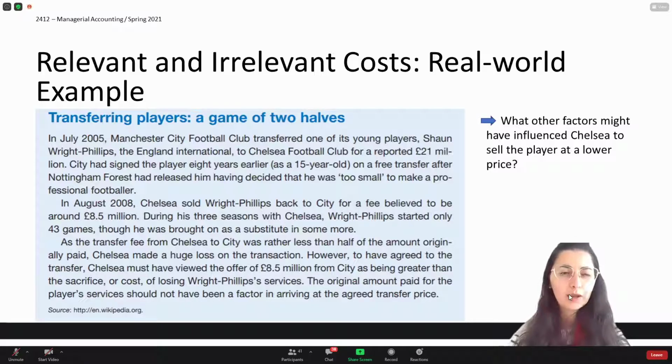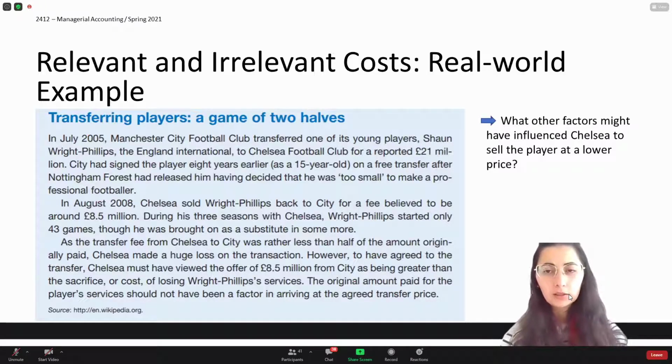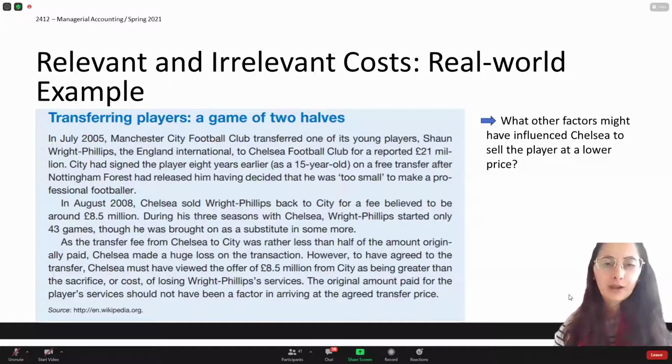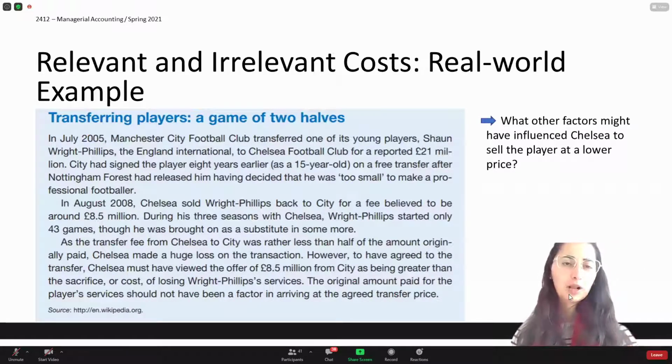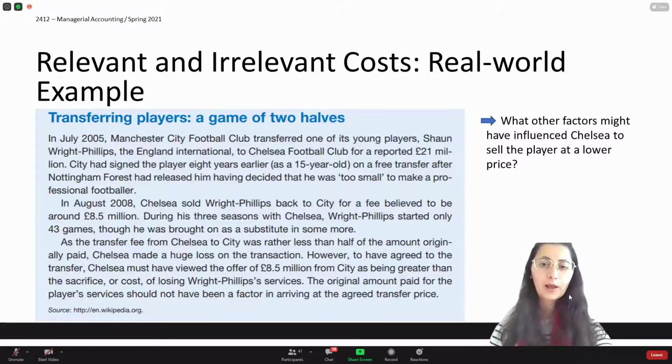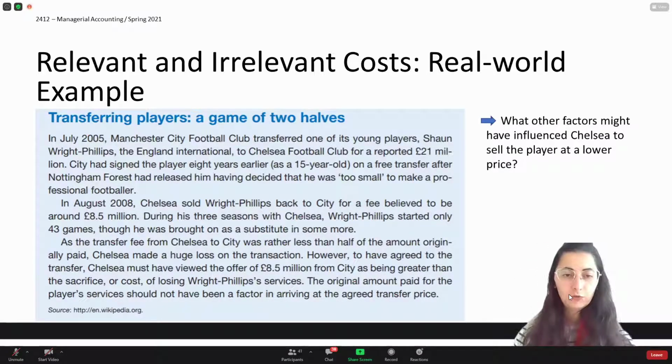So they sold back to City in 2008 for 8.5 million when they bought the player 3 years earlier for 21 million. So what do you think were the factors, when you think about relevant and irrelevant costs? What are the factors that might have influenced this decision from Chelsea? So we have here Gonçalo with a hand up.